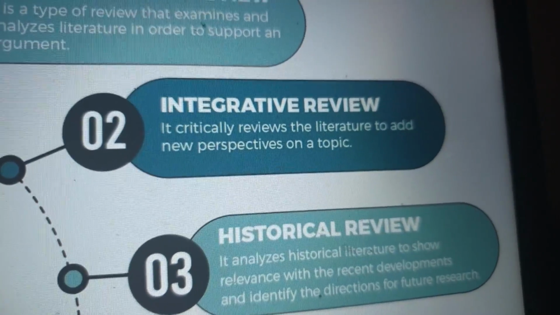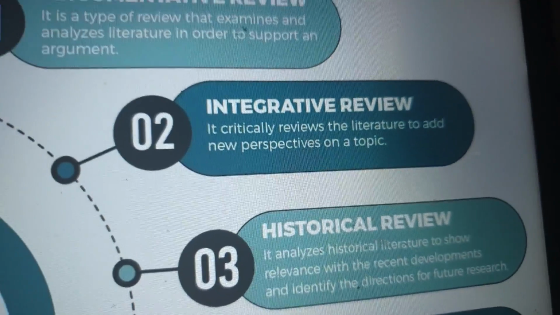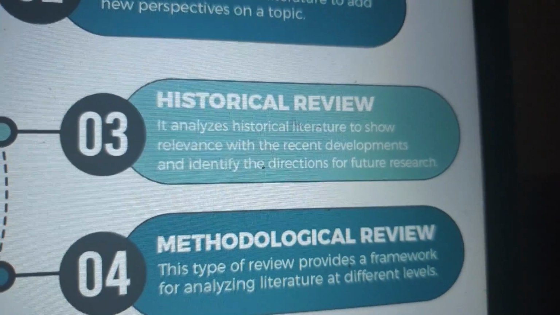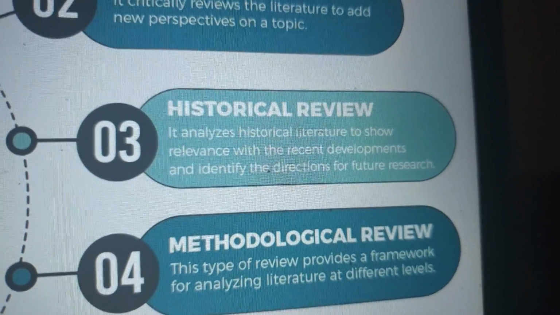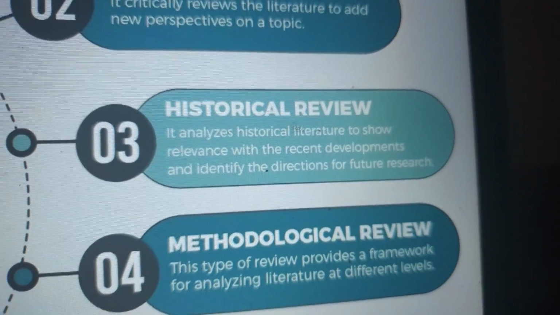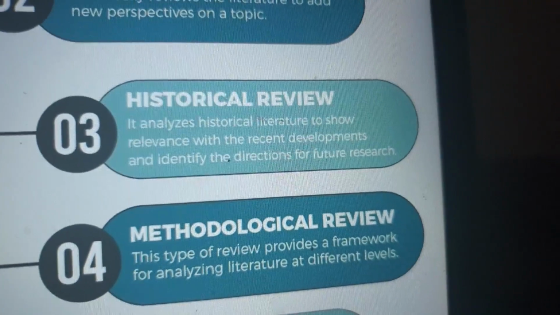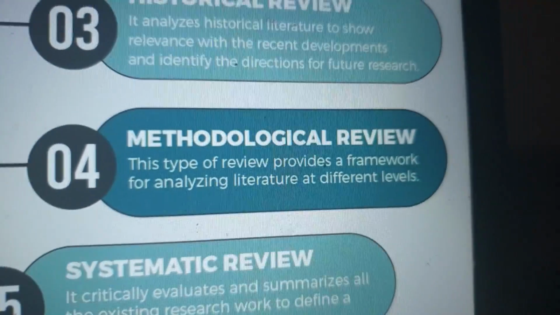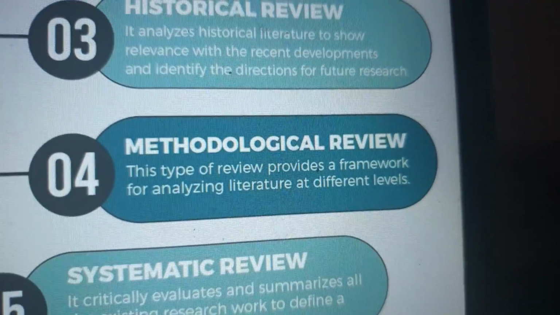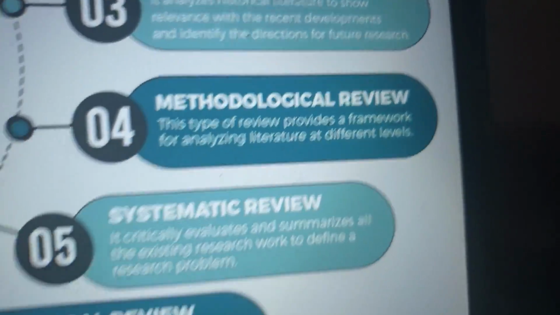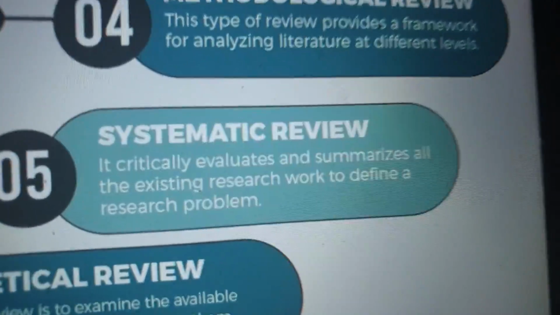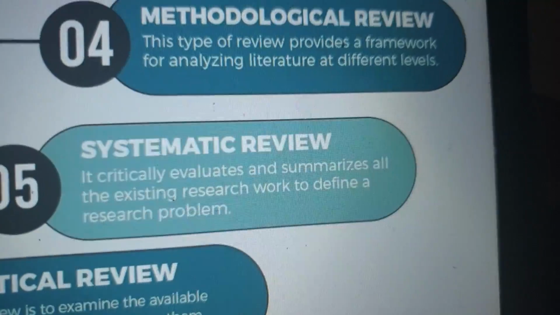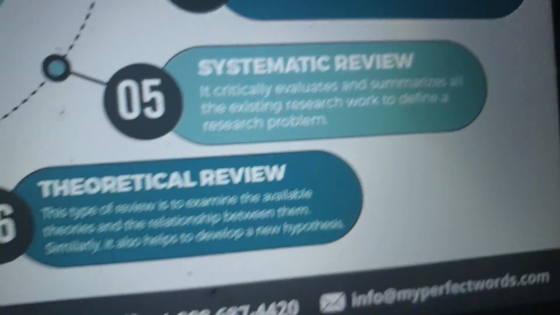It critically reviews the literature to add new perspectives on the topic. There is historical review. It analyzes historical literature to show relevance with the recent developments and identify the directions for future research. There is the methodological review. This type of review provides a framework for analyzing literature at different levels. There is systematic review. It critically evaluates and summarizes all the existing research work to define a research problem.